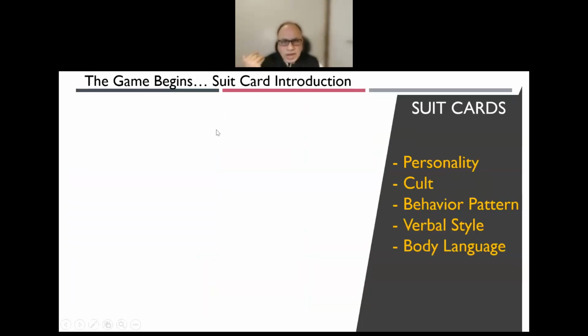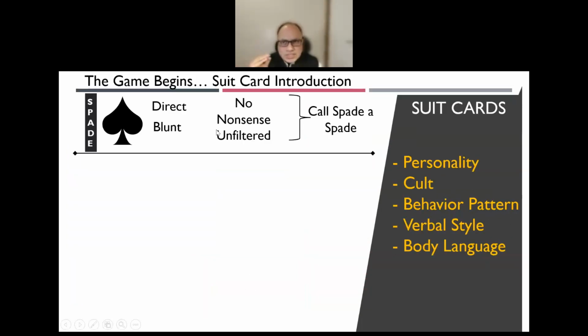Moving ahead, the suit card represents a unique personality. If I am a spade personality, I am a very direct and blunt person. I may not like people joking in the office. I won't hesitate to call a person out. I will tolerate no nonsense. If anyone is trying to beat around the bush, I'm definitely going to catch that person and make sure they give me facts rather than playing around with numbers. So I need unfiltered data.